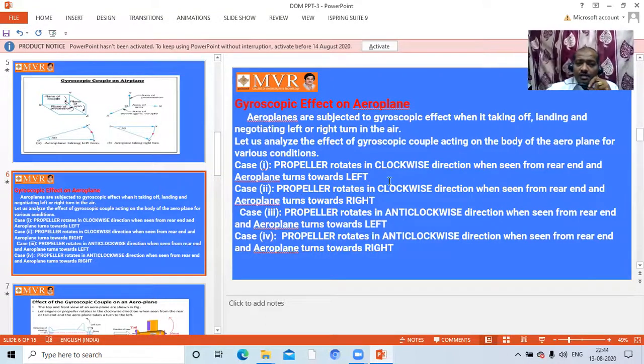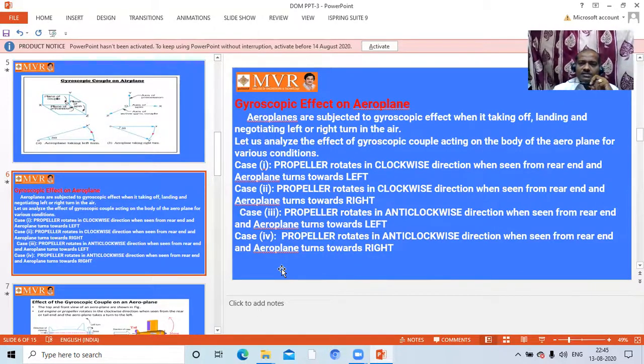Then we have to discuss what is the position of the nose and what is the position of the tail. Propeller rotates in clockwise direction when seen from the rear end and aeroplane turns to the right side. This is another condition. Third condition is propeller rotates in anti-clockwise direction when seen from the rear end and aeroplane turns towards the left. Fourth, propeller rotates in anti-clockwise direction when seen from the rear end and aeroplane turns towards the right. These are the four conditions.